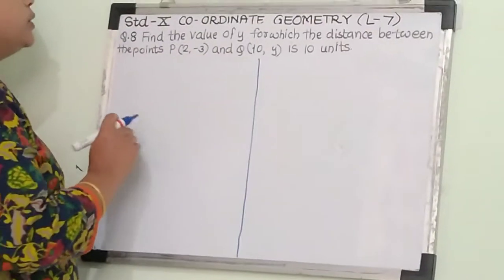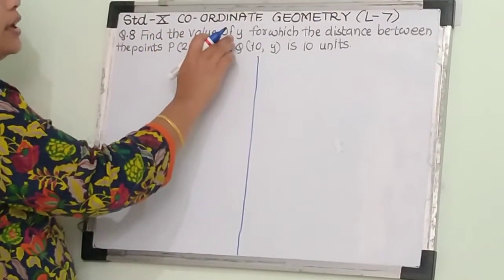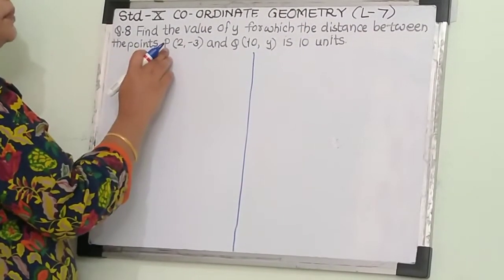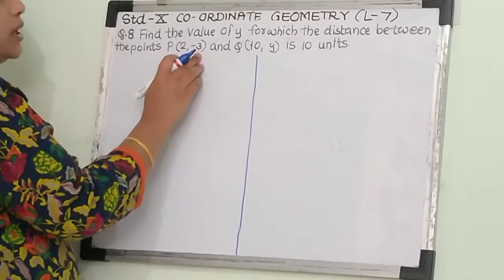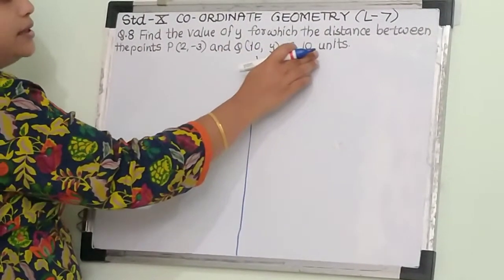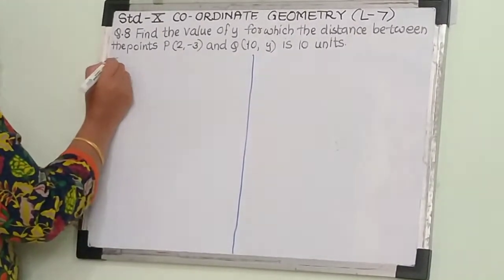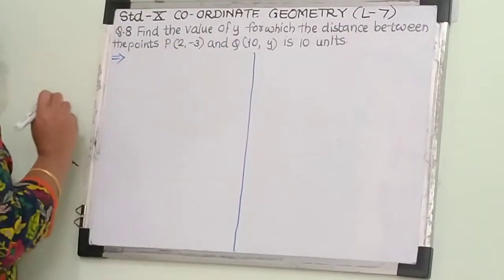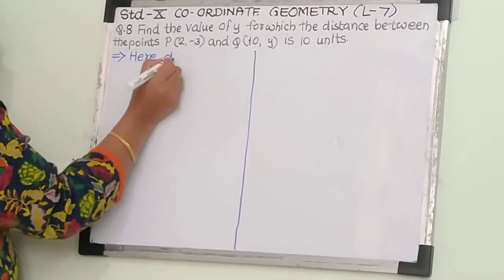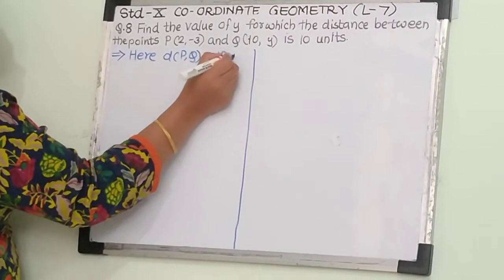Now the next question, question number 8. Find the value of y for which the distance between the points P(2, -3) and Q(10, y) is 10 units. So here we have given that the distance between P and Q is 10 units. So here we can write first, distance PQ equals 10 units.